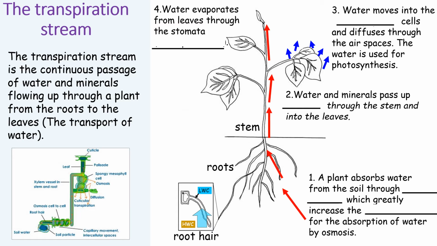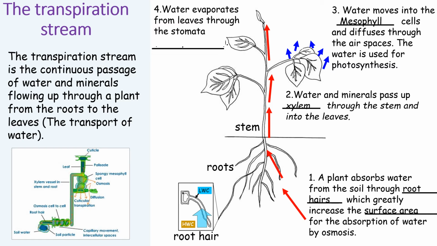So the transpiration stream is the continuous passage of water and minerals flowing up through a plant from the roots to the leaves. So well done if you managed to get that correct. For the first stage, a plant absorbs water from the soil through root hairs, which greatly increase the surface area for the absorption of water by osmosis.